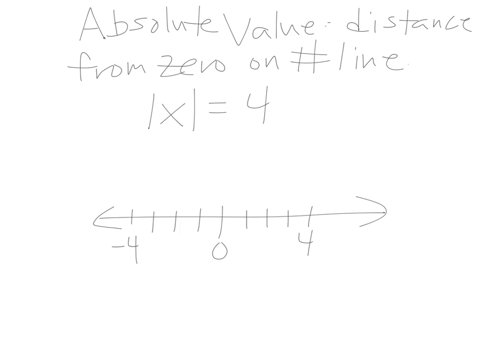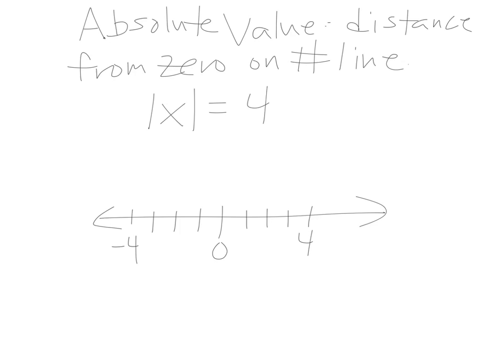Now let's talk about absolute value. This little part is actually from section 1.6, but absolute value is the distance from 0 on a number line. For example, if I want to look at the absolute value of x equals 4, that means the distance away from 0 is 4 places, and you can go to the right or to the left.